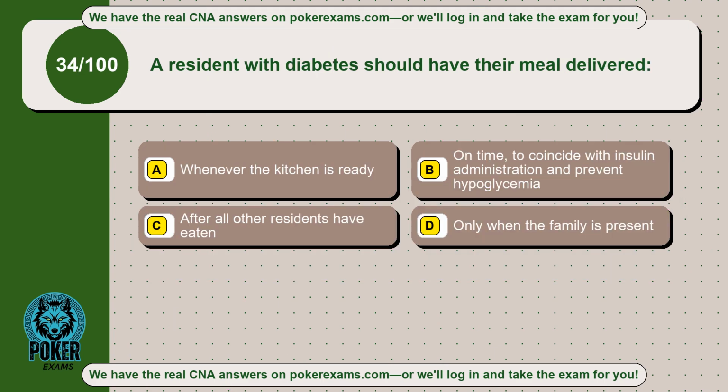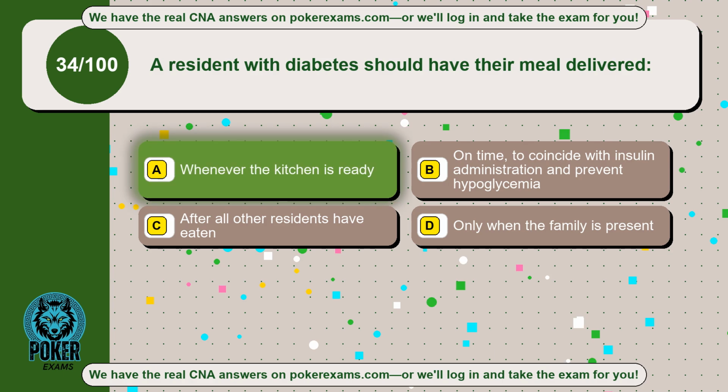Question 34. A resident with diabetes should have their meal delivered. Option A, whenever the kitchen is ready. Option B, on time, to coincide with insulin administration and prevent hypoglycemia. Option C, after all other residents have eaten. Option D, only when the family is present.